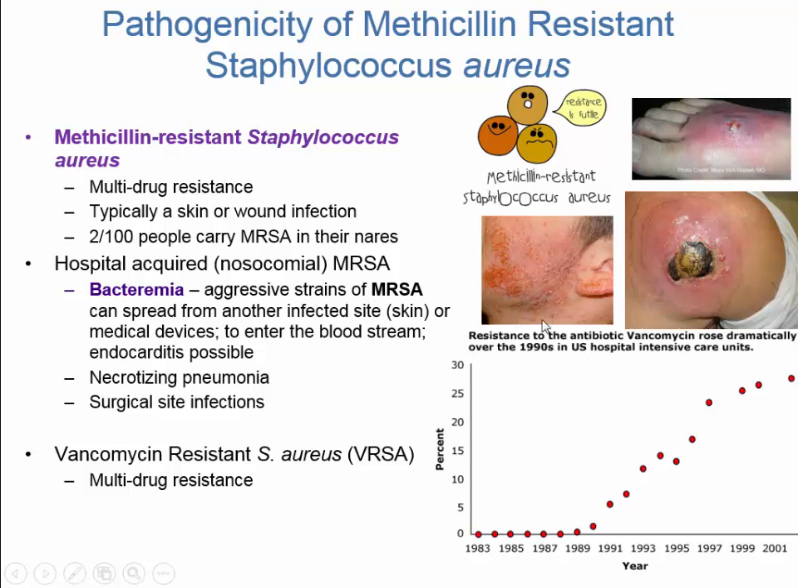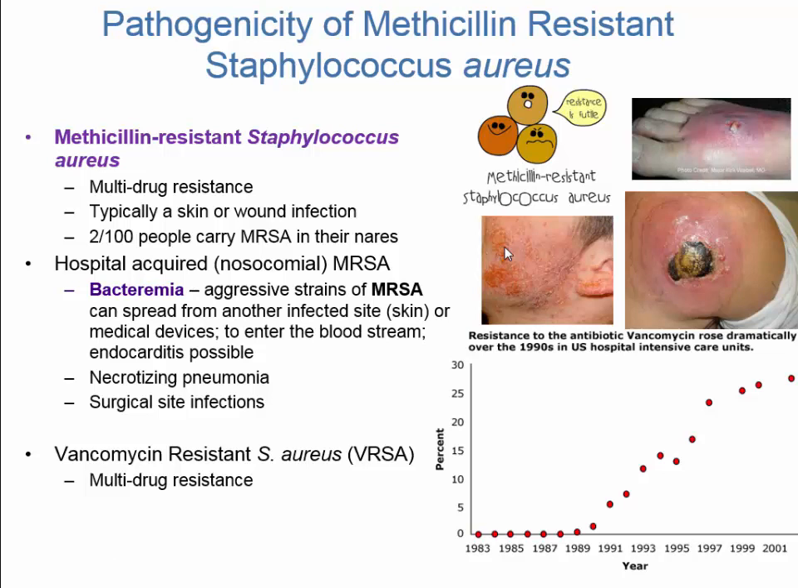And the quantities of antibiotics that we have to treat infections are going down because we're continually using the medications that we have improperly. So methicillin-resistant Staphylococcus aureus is multi-drug resistant. It's not just resistant to methicillin. It does tend to cause skin or wound infections. Nearly 2 in 100 people are carriers of MRSA in their nares, which is really quite frightening. And so I've had students actually who have lost friends.